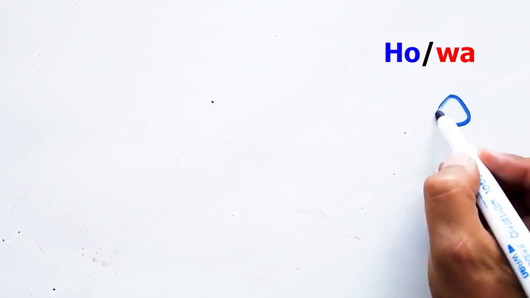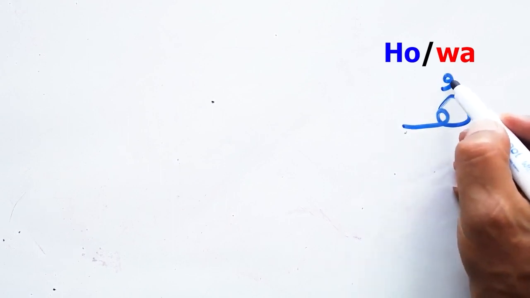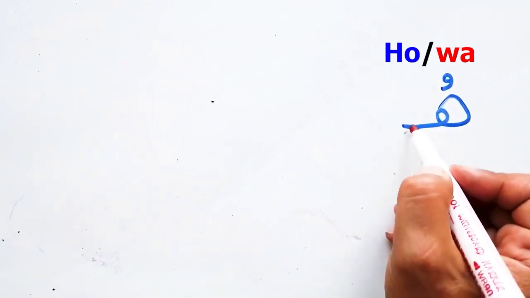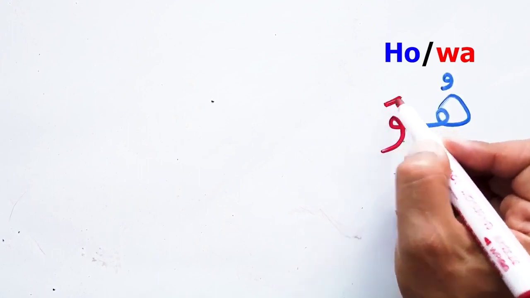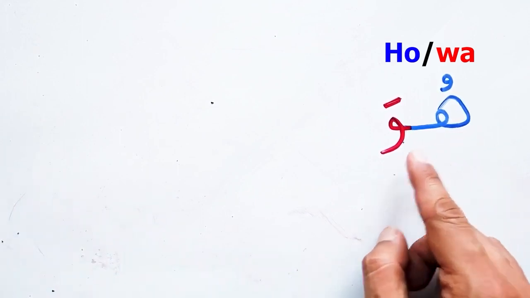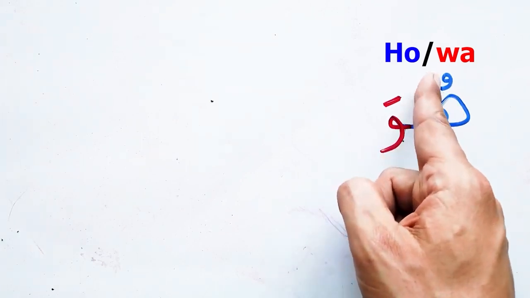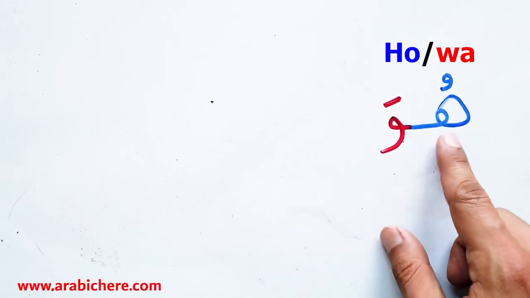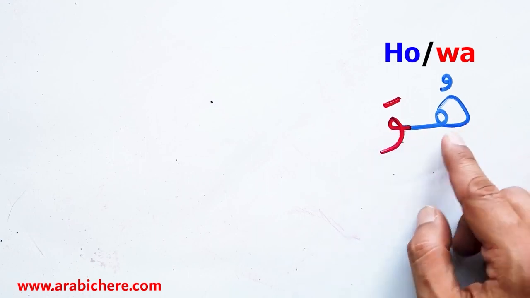Hu. This letter sounds like H. With dhamma, this dhamma sounds like O. So here we have hu. Wa. This letter sounds like W. And this mark on the top, fatha, sounds like A. So I have hu, wa. Don't forget that the dhamma on the top sounds like O, and the fatha sounds like A. This letter sounds like H, and that one sounds like W. Huwa.